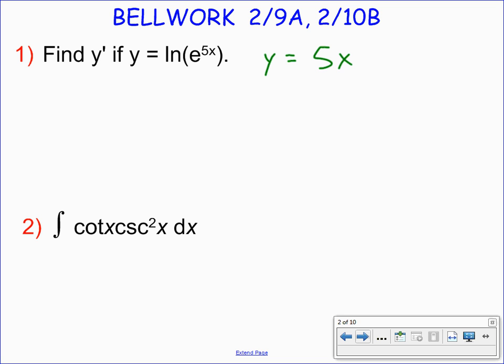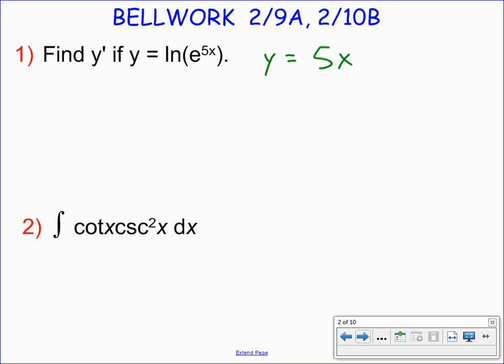You could verify that using the log of a power property by bringing down that exponent 5x in front of the natural log as a multiplier. That would be 5x times the natural log of e. And we know the natural log of e is just 1. And so either way, we can rewrite y as 5x.